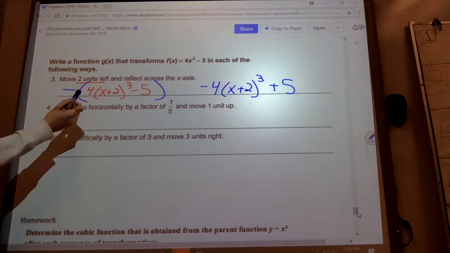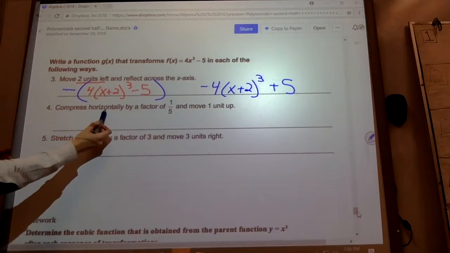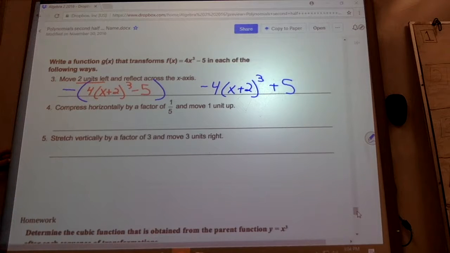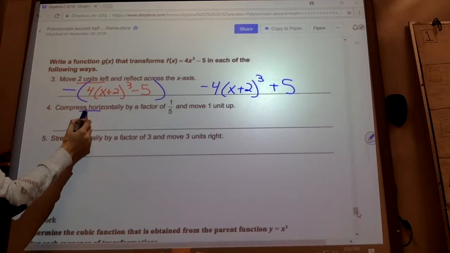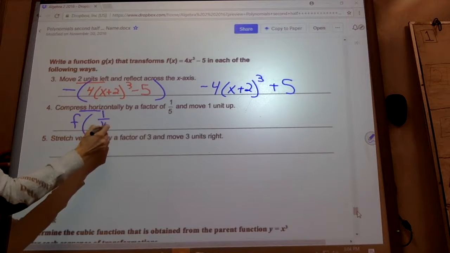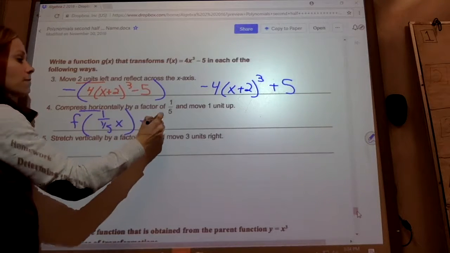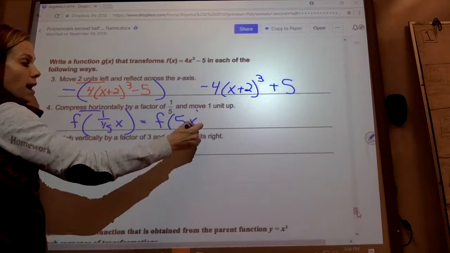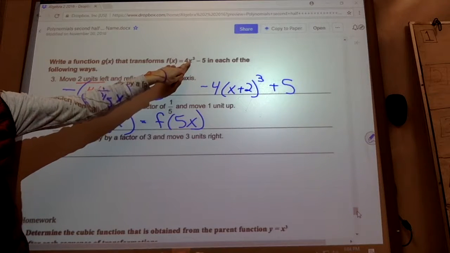Okay, now let's try another one. This same function again, right? 4x cubed minus 5. Compress horizontally by a factor of 1/5. Okay, if you look at your rule to do a horizontal compression, my rule is 1 over 1/5. What is 1 over 1/5? 5. So really, I'm going to put 5x just in for the x.